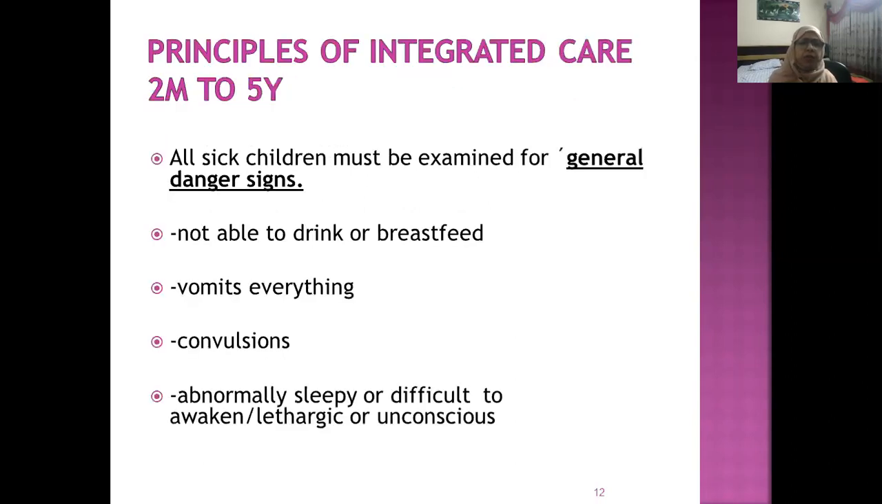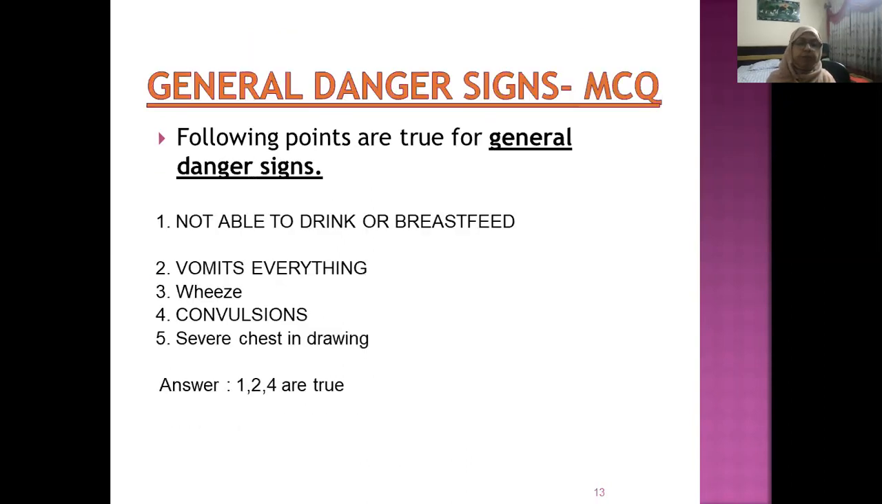Here I want to mention one thing. It is easy to remember the general danger signs: 2 symptoms from the gastrointestinal system and 2 symptoms from the nervous system. So not able to drink or breastfeed, or vomits everything, and convulsion and abnormally sleepy, lethargic or unconscious. So you have to remember this for general danger signs.